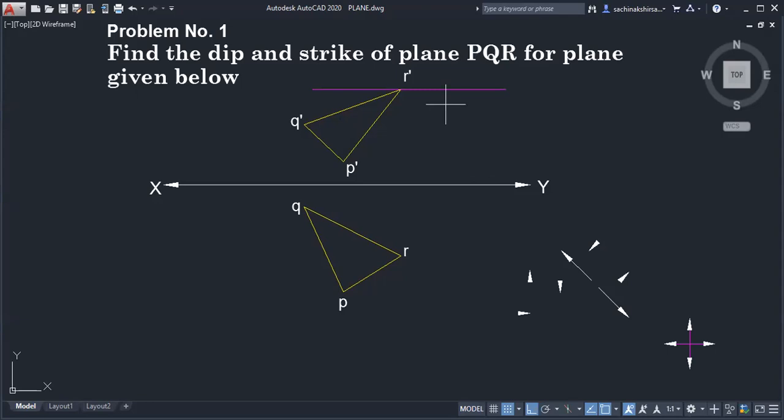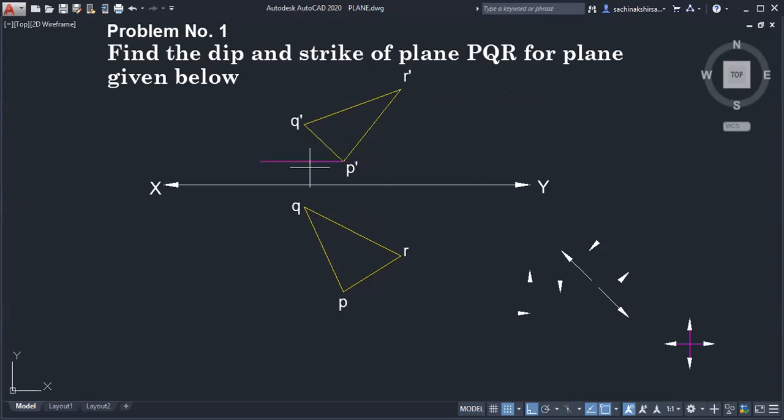Sir, it is not remaining. No, it is going outside the plane, so it is of no use. Next one, P dash. If at all I draw a horizontal line from P dash in this way, is this line remaining in the plane? No, not remaining in the plane. So this is also not.